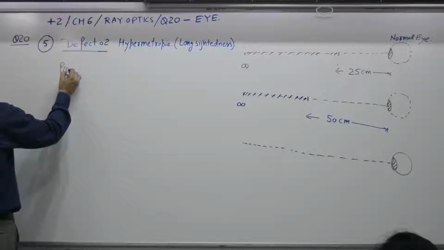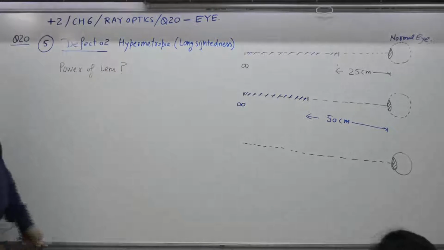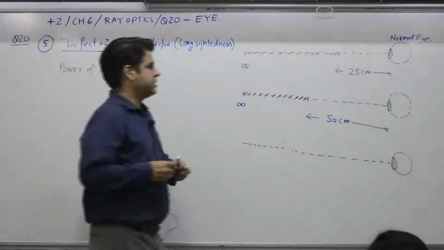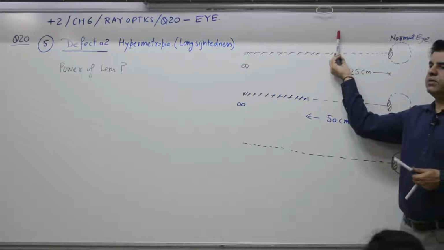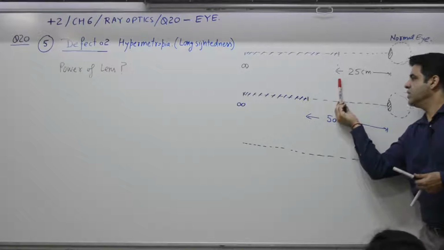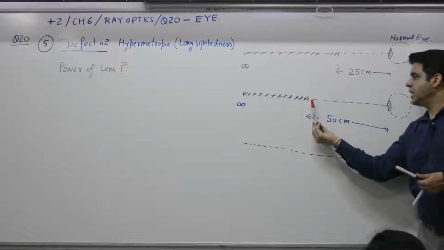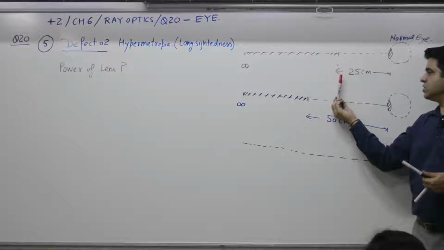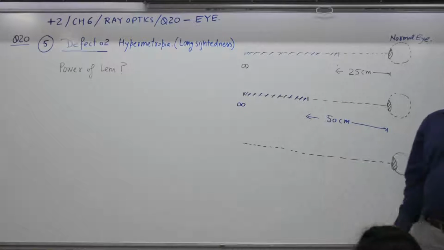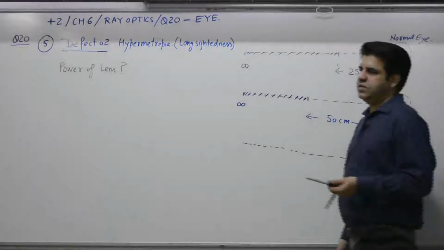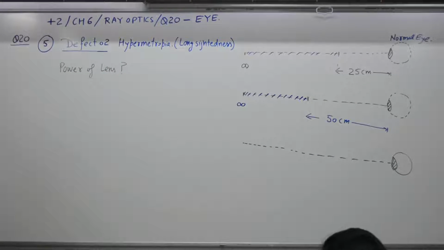Power of lens. For what purpose? To correct the eye. Problem is, if you place an object before the normal eye at 25 centimeter, normal eye will be able to see it. But for this person, this object is at 25 centimeter, but this person can see from 50 to infinity, cannot see this object at 25. So when you place this object 25, its image formation should be at 50. 1 minute to try. Draw the diagram.